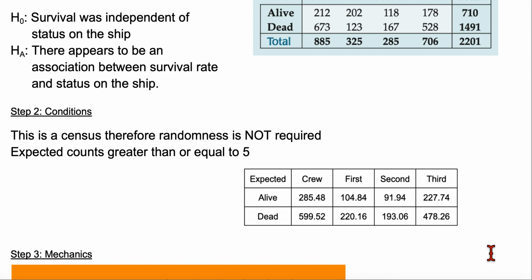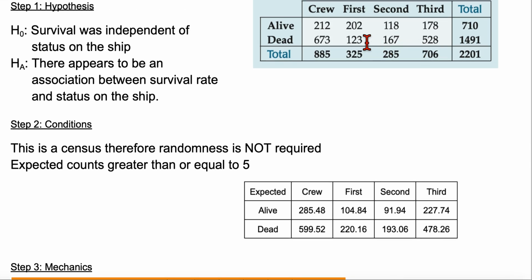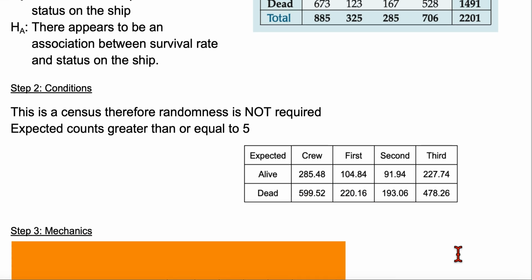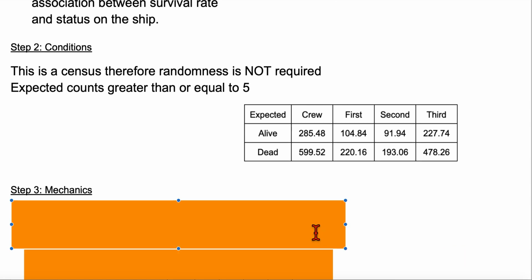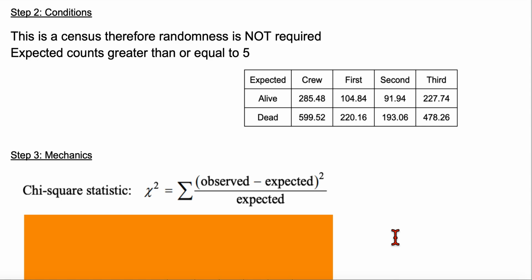Moving on to step 3, which is our mechanics. And again, you're going to need to look at your original table and our expected values. Please take out your AP formula sheet and locate the equation for your chi-squared statistic. Again, this funky x with the exponent 2 is our variable for chi-squared. It says chi-squared equals the sum of observed minus expected squared divided by the expected values.